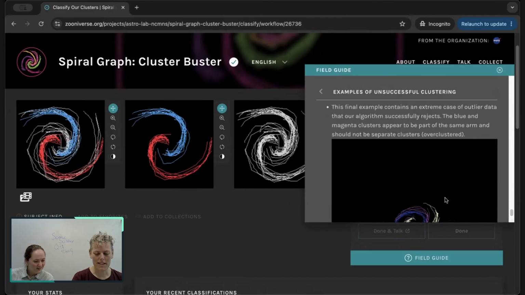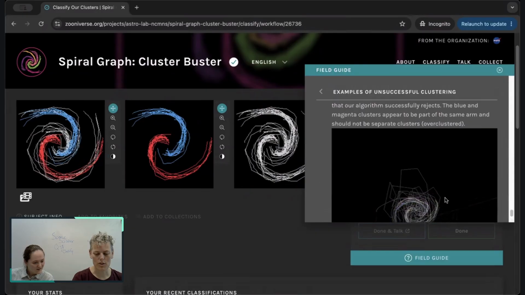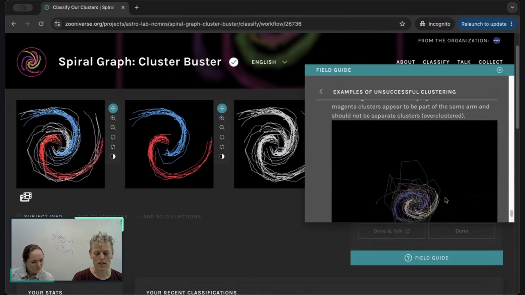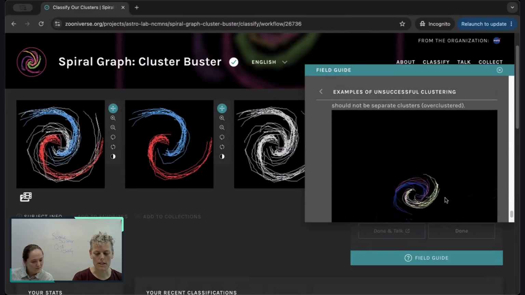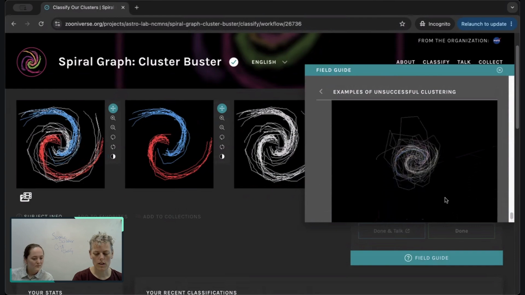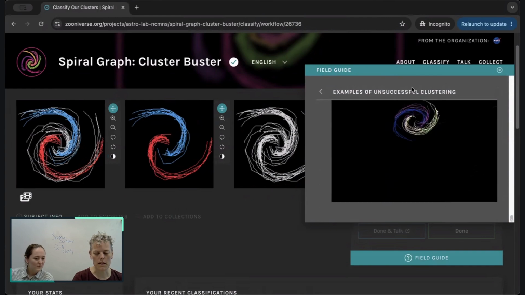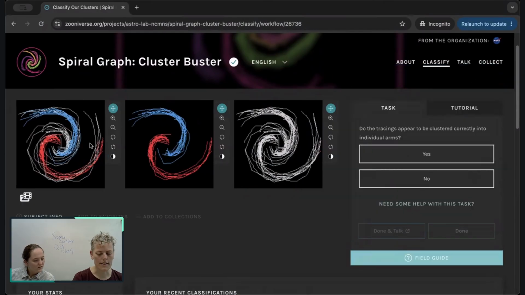An extreme case of outlier data successfully rejected. The blue and magenta clusters appear to be part of the same arm and should not be separated into two. Which is probably just confused because of all of that extra. Okay, so we agreed on no, it's not good.